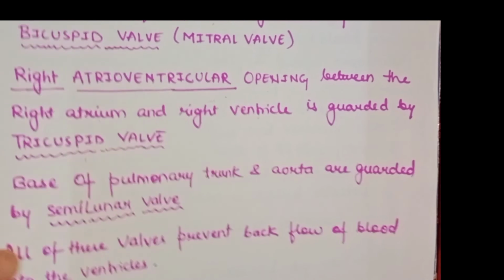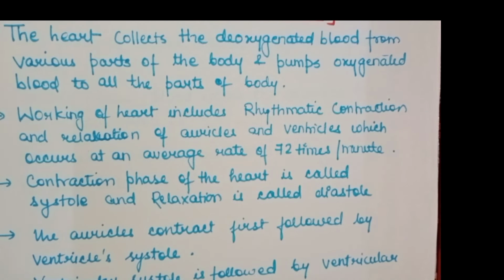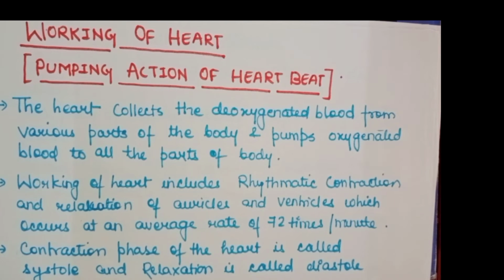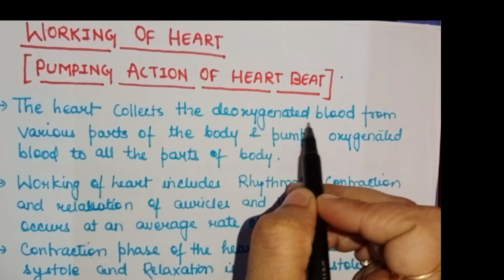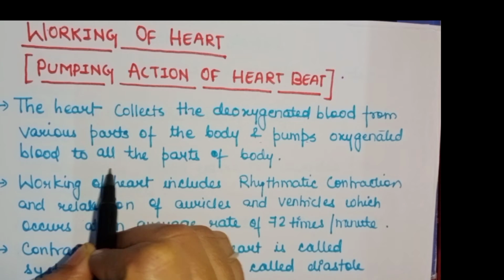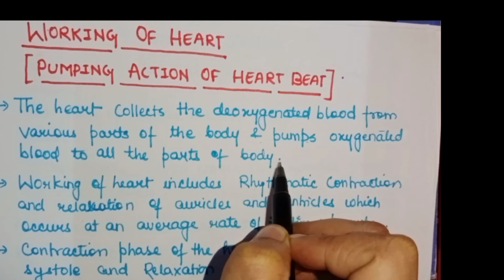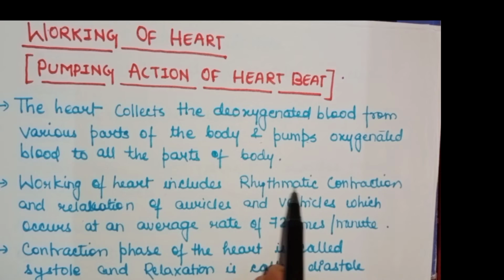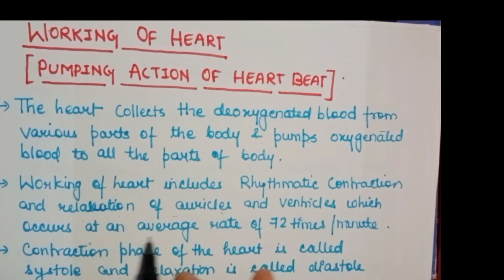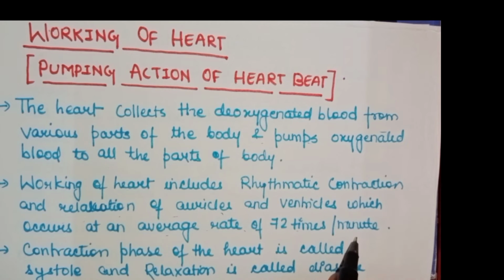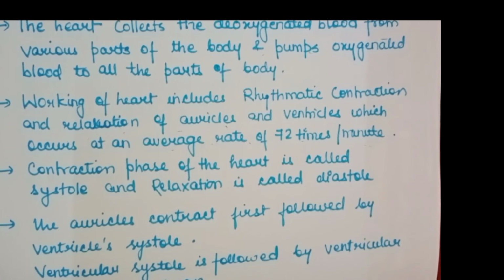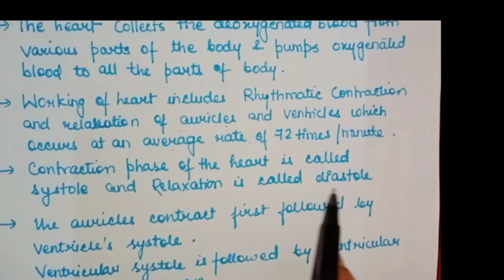So coming to the next important question, working of heart or the pumping action of the heartbeat. The heart collects the deoxygenated blood from the various parts of the body and pumps the oxygenated blood to all the parts of the body. The working of heart includes rhythmic contraction and relaxation of auricles and ventricles, which occurs at an average rate of 72 times per minute. Contraction phase of the heart is called systole and relaxation is called diastole.